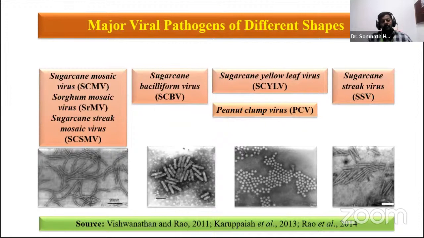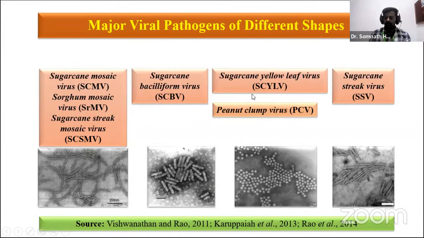So I have listed the important viruses of sugarcane: sugarcane mosaic virus, sorghum mosaic virus, sugarcane streak mosaic virus. Sugarcane mosaic belongs to the Potyviridae family. Sugarcane bacilliform virus belongs to the Caulimoviridae family. And sugarcane yellow leaf virus.